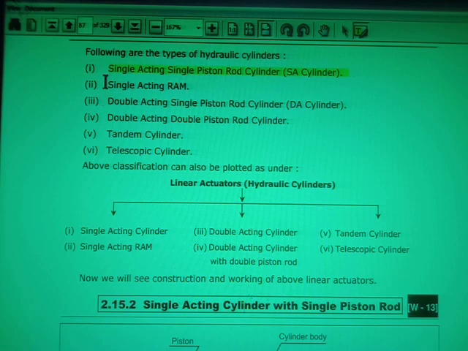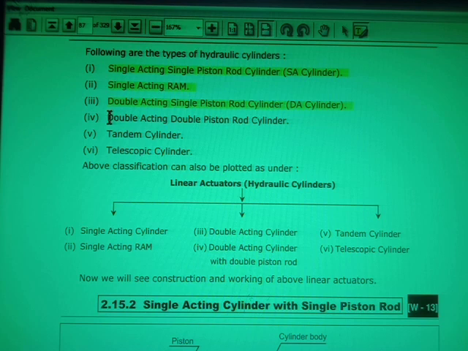Another type of hydraulic cylinder is the single acting ram. What a ram is, I will explain later on. The third type is the double acting single piston rod cylinder, known as the DA cylinder. Whenever the word DA cylinder comes, it means the double acting hydraulic cylinder, and whenever you come across the word SA, it means the single acting hydraulic cylinder.